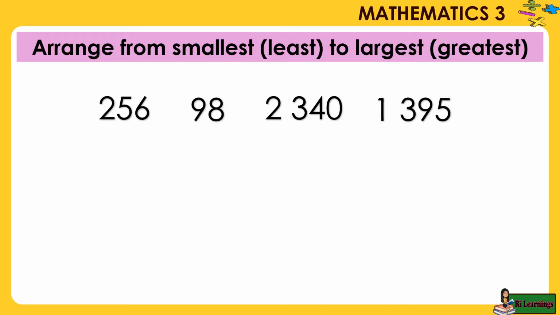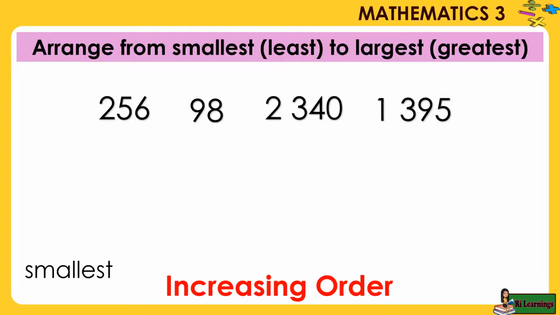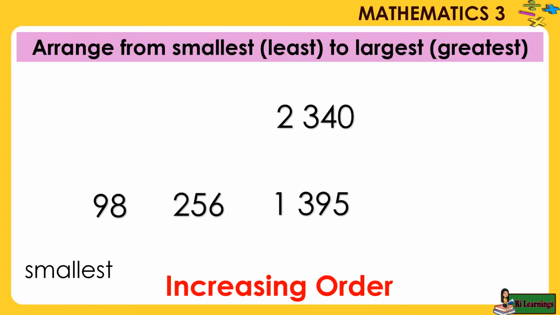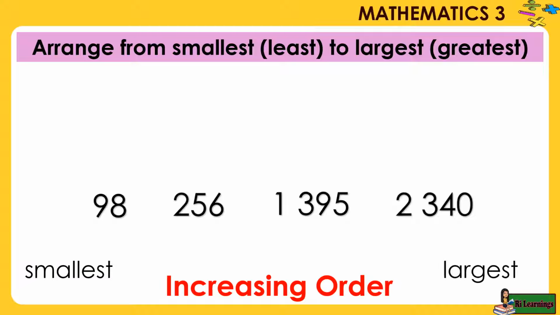Arrange from smallest, least, to largest, greatest. 98, 256, 1,395, 2,340.